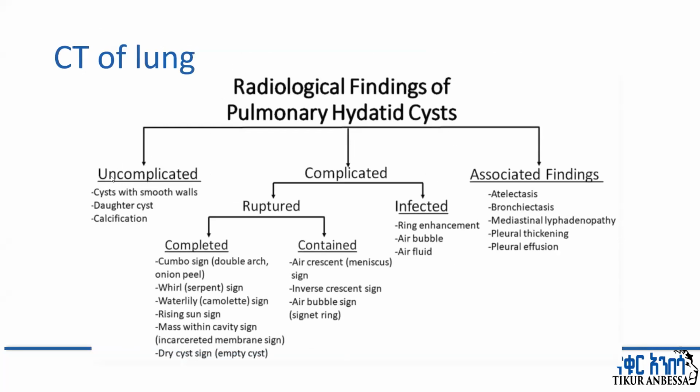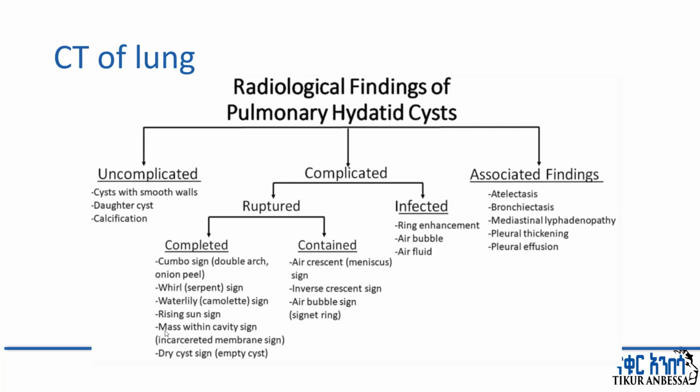You have the uncomplicated cyst, in which you have a smooth wall. You can see the outer cyst. In the lungs, calcification is very rare. A complicated cyst can be ruptured or infected. A ruptured one can be contained. It's ruptured but it's contained. Rupture can be complete. When it's complete, you have a comma sign. We'll see each of them.